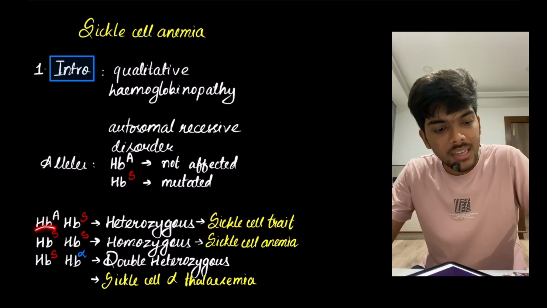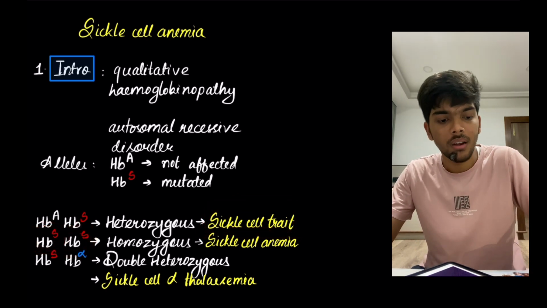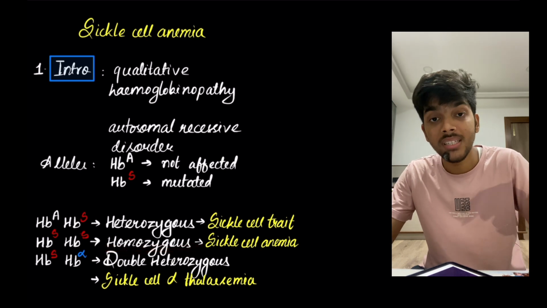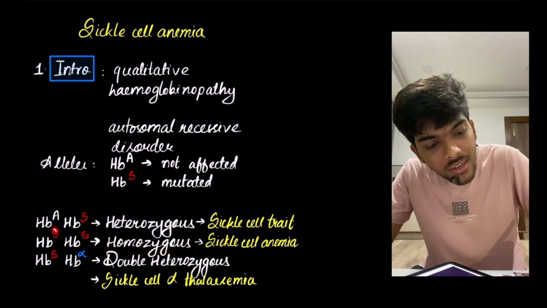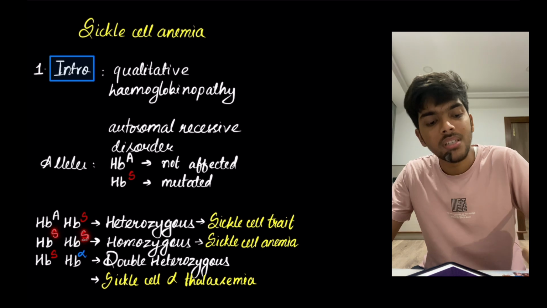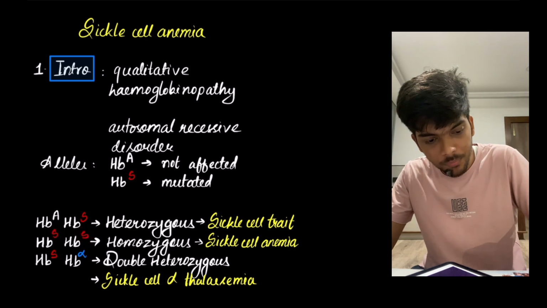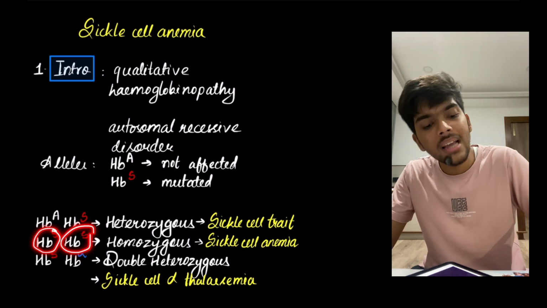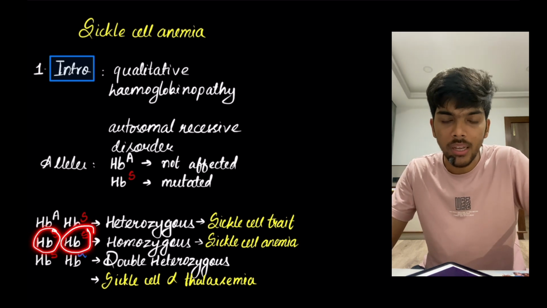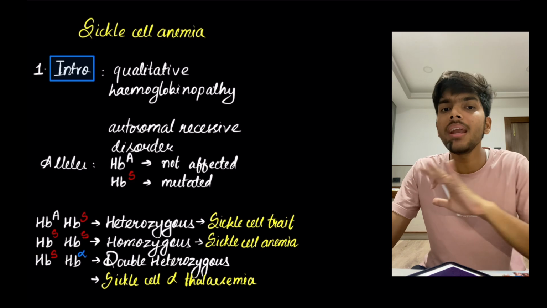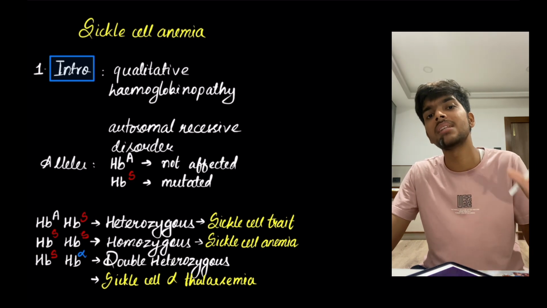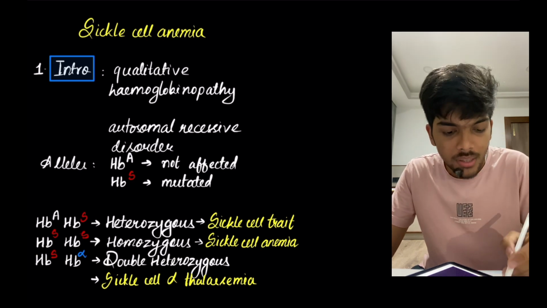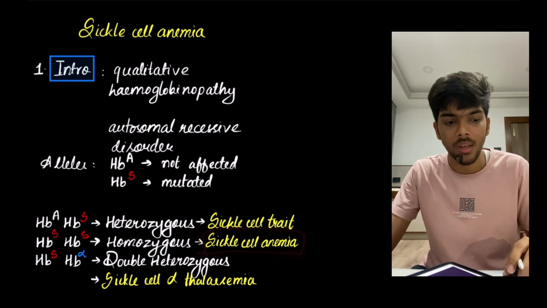The second combination is HbS, HbS. Here it is homozygous. Since the mutated allele is the recessive trait, this is homozygous recessive. Here, HbS codes for sickle cell hemoglobin, and the other HbS also codes for sickle cell hemoglobin. As a result, 100% of the red blood cells are sickle celled. So here the person suffers from sickle cell anemia.